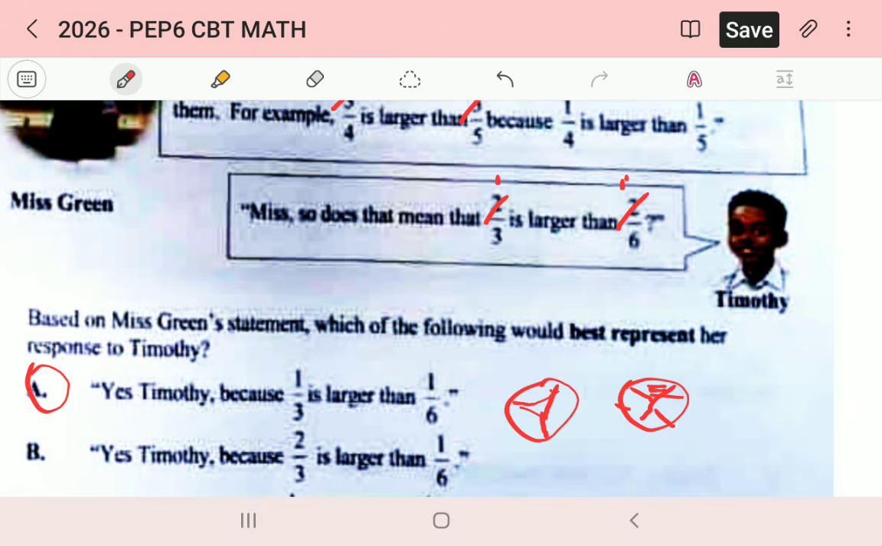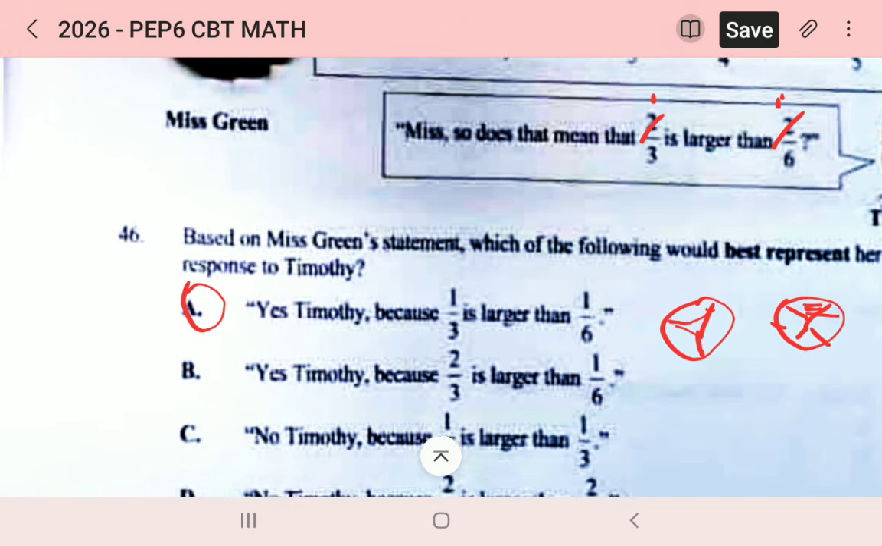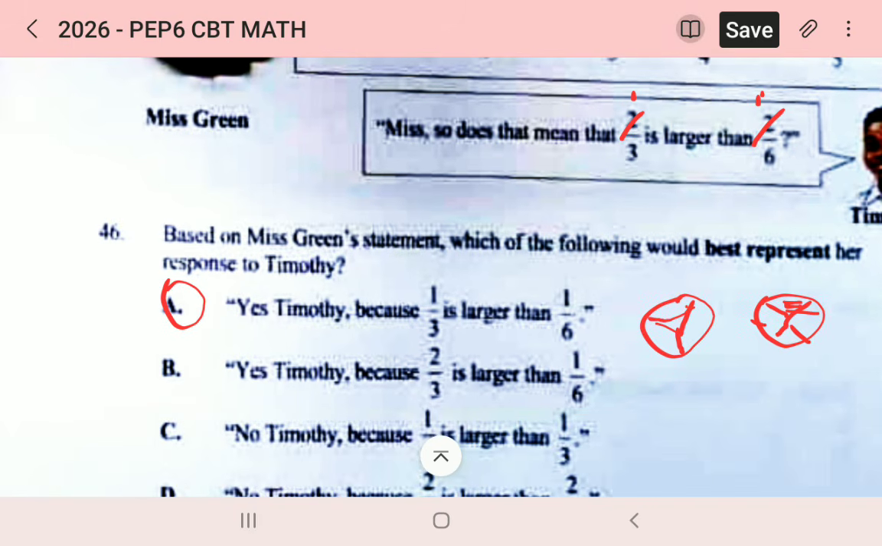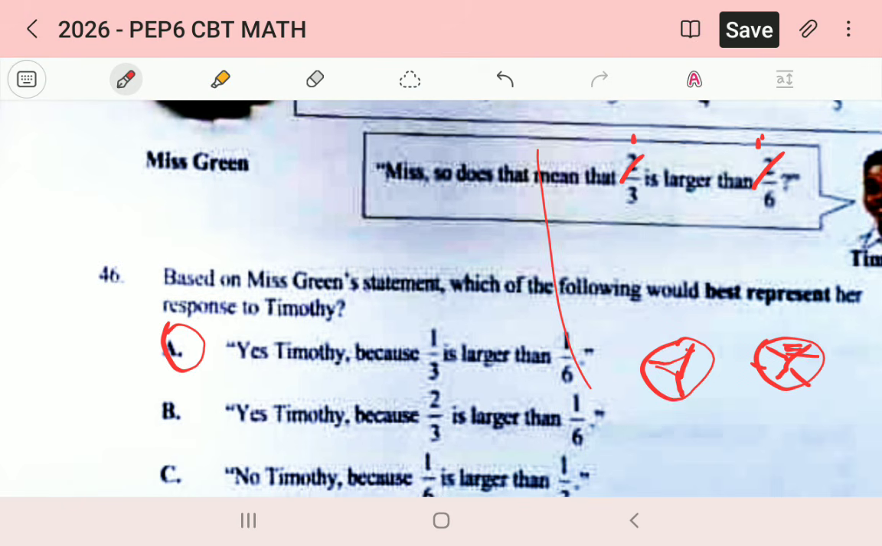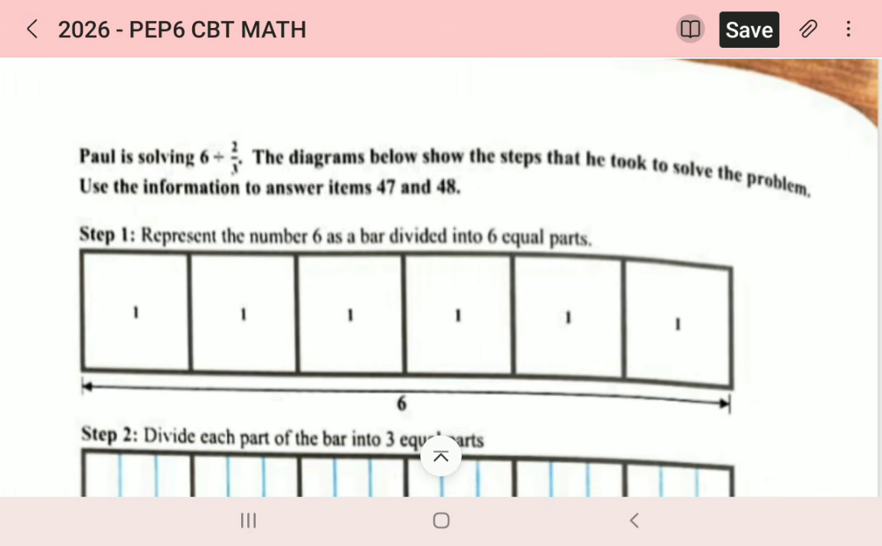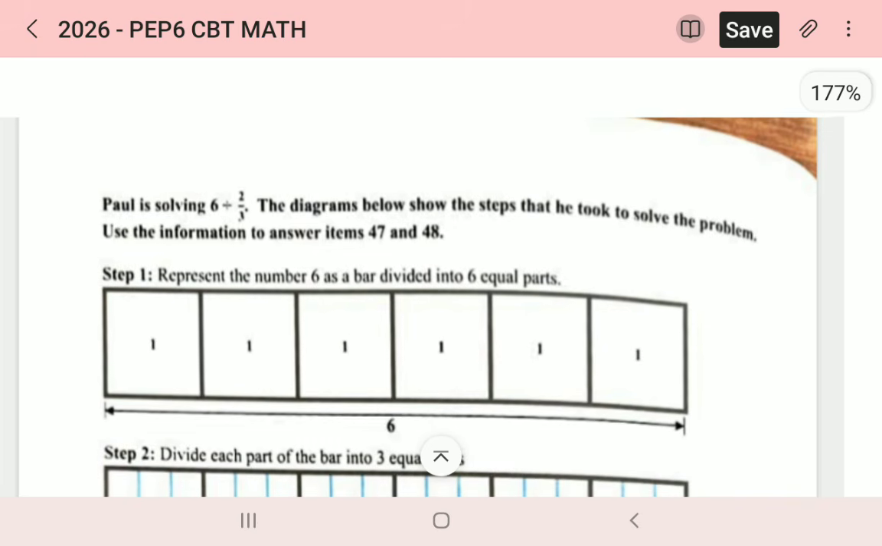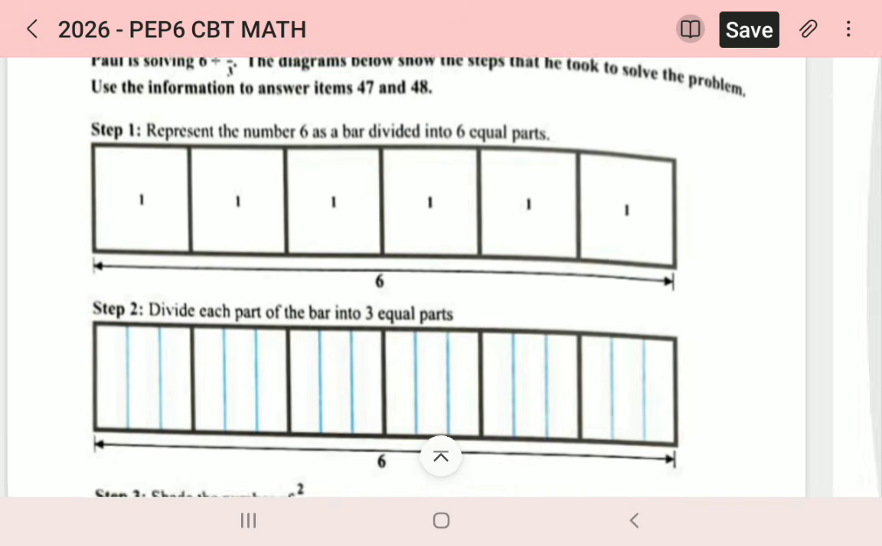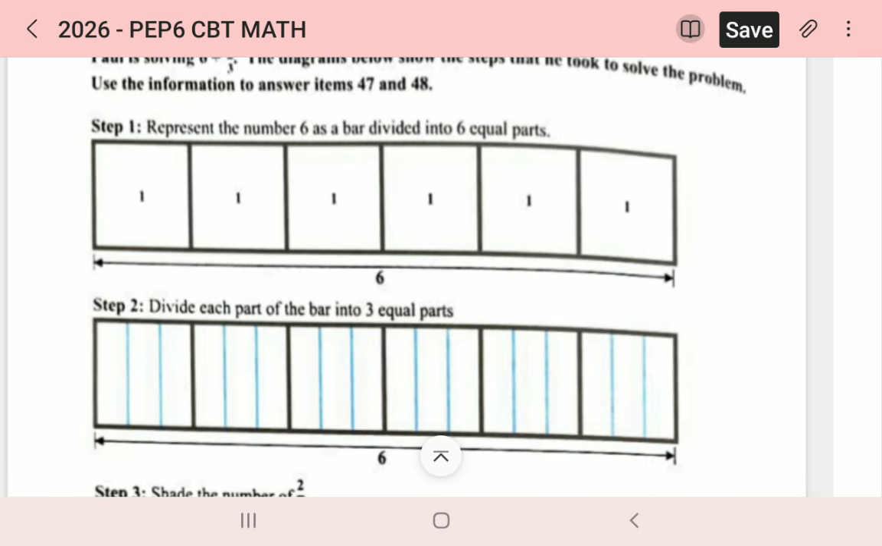We don't need to go any further for this one, other than if you so desire me to explain. All right, but let's move on. For numbers 47 to 48, Paul is solving 6 divided by 2/3. I can't see that well enough. Let's hope it's 2/3. The diagrams below show the steps that he took to solve the problem. Use the information to answer 47 and 48.